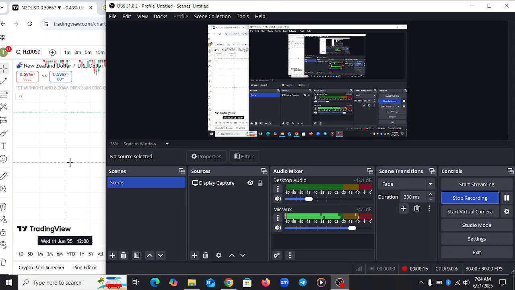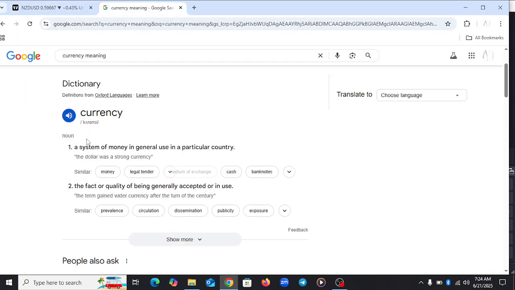A currency, let's just check what we have to say about what a currency is. A currency is a system of money in general used in a particular country, or the fact or quality of being generally accepted or in use. So basically, what is used in exchange? For Nigeria, we have naira. For South Africa, they have rand. For Sweden, they have krona. The United States has USD. Different countries have their named currency.